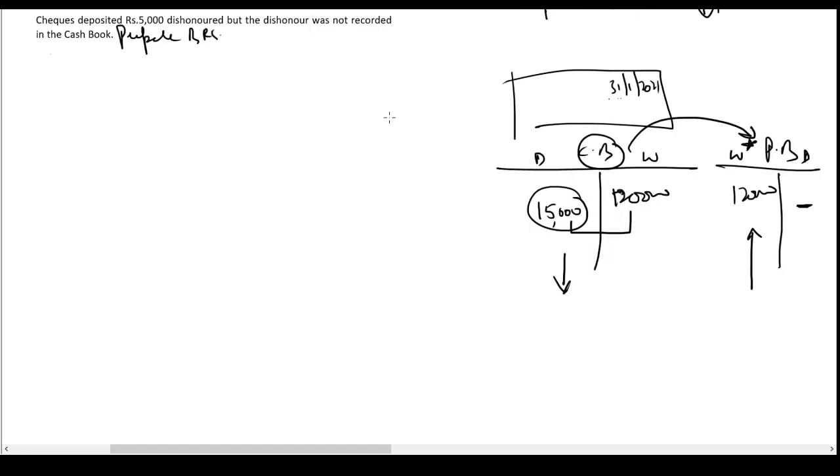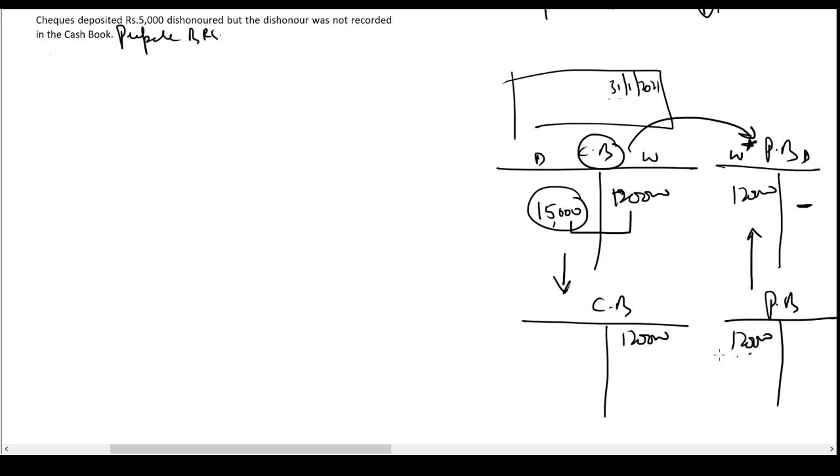Checks deposited rupees 5,000 dishonored, but the dishonor was not recorded in the cash book. 1,20,000 passbook, 1,20,000 cash book. Now as soon as we receive a check and we deposit it in the bank, we record a deposit in the cash book. Now there will be a corresponding credit in the passbook only when the check is honored. If the check is dishonored, the cash book should also be credited by 5,000 and then the balance will tally.